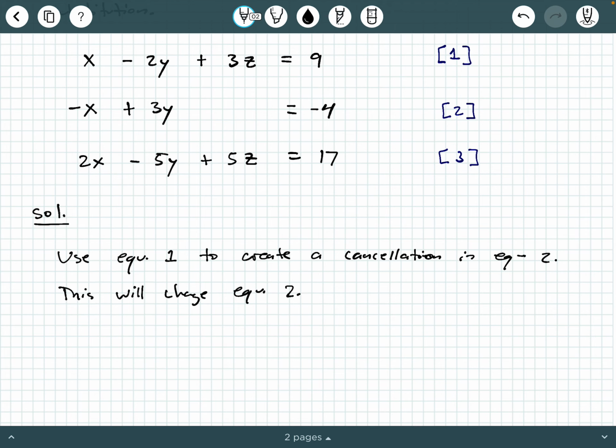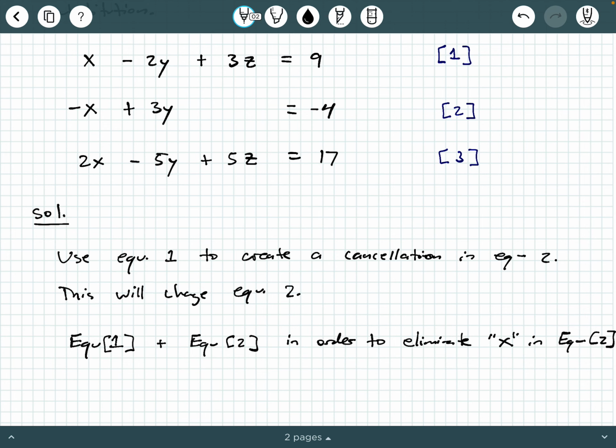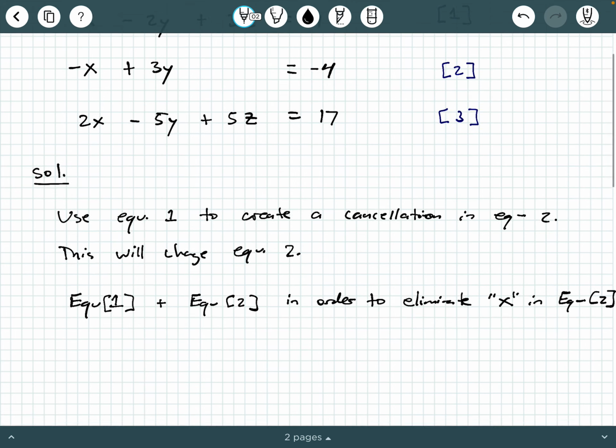Okay, so here's what I'm going to do. I'm going to say, let's do equation 1 plus equation 2 in order to eliminate x in equation 2. Okay, so again, it's the same kind of process we've seen with two equations and two unknowns, but it is going to be a little more complicated.